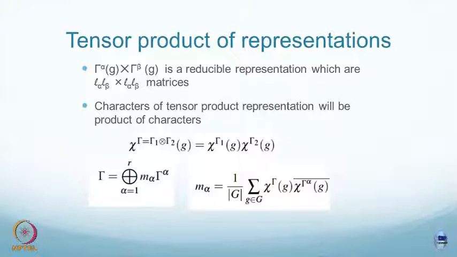If you had a matrix L alpha cross L alpha and do a tensor product with the matrix L beta cross L beta, this will give you a new matrix with dimension L alpha L beta cross L alpha L beta, and it will always be a reducible representation.